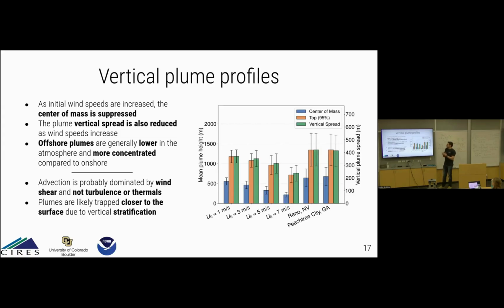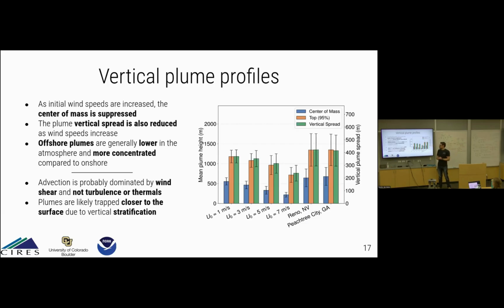And if you compare those offshore simulations to the simulations over land from the original paper, you can see that the plume center of mass is significantly lower at times than those simulations over land, making us conclude that what is most likely happening here is our plumes are confined closer to the surface, and the vertical spread is also reduced. So our plumes are more concentrated offshore compared to over land.